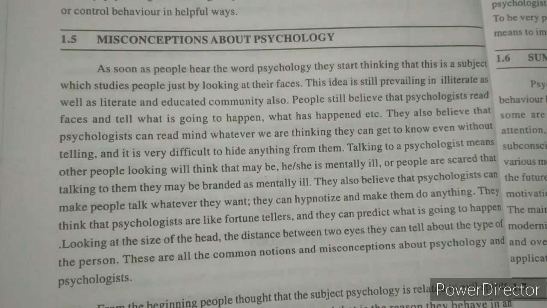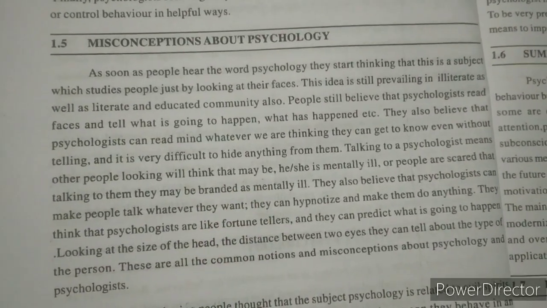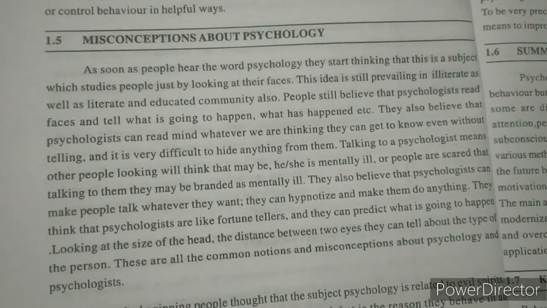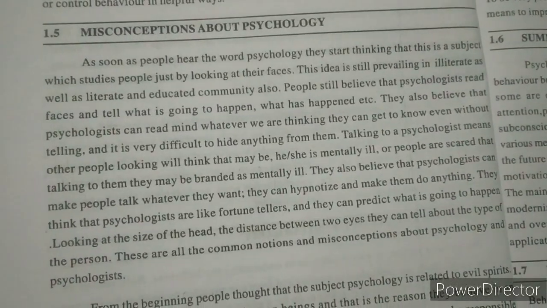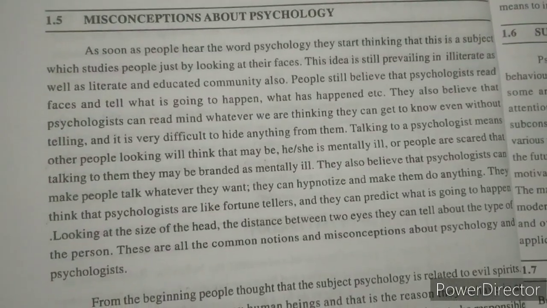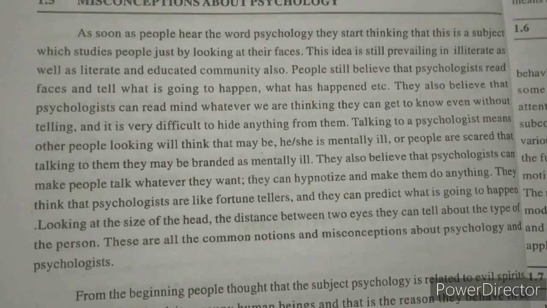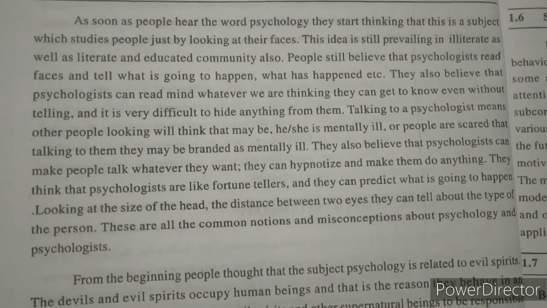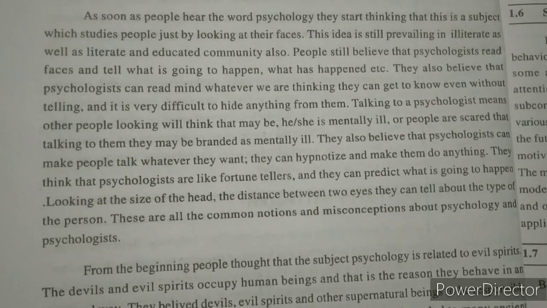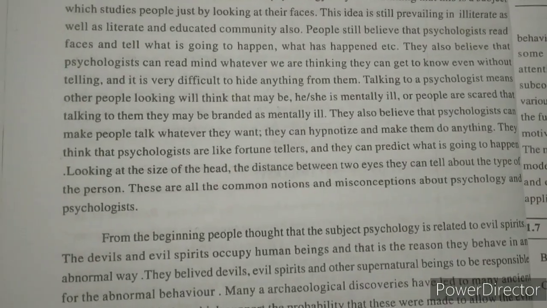Talking to a psychologist means other people looking will think that maybe he or she is mentally ill, or people are scared that by talking to them they may be branded as mentally ill. They also believe that psychologists can make people talk whatever they want. They can hypnotize and make them do anything. They think that psychologists are like fortune tellers and they can predict what is going to happen. Looking at the size of the head, the distance between two eyes, they can tell about the type of the person. These are all common notions and misconceptions about psychology and psychologists.